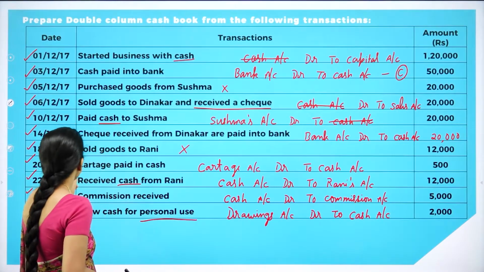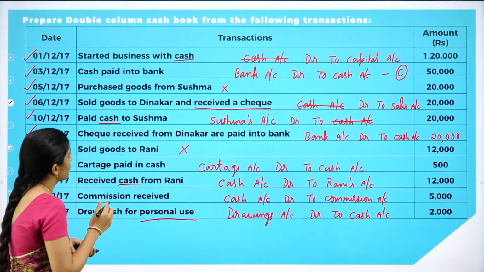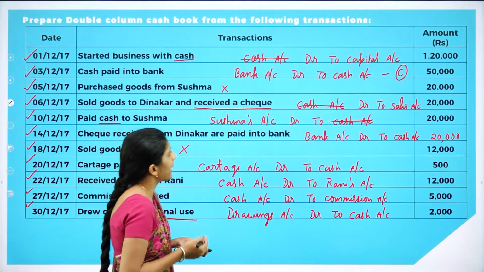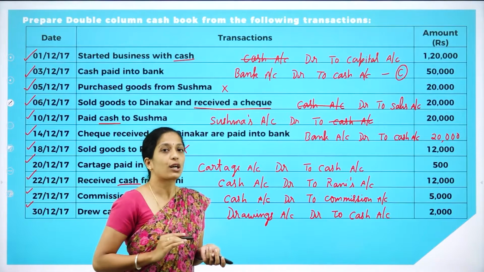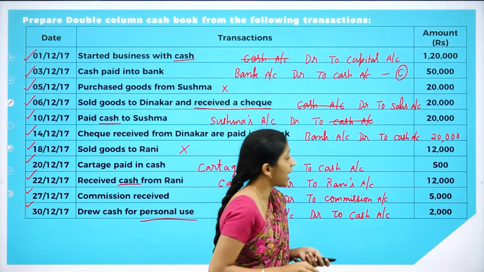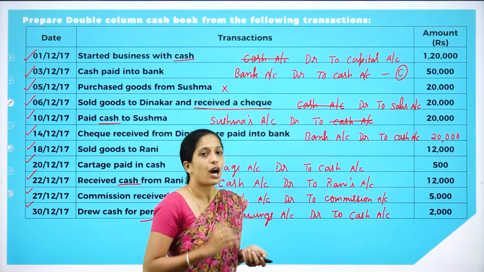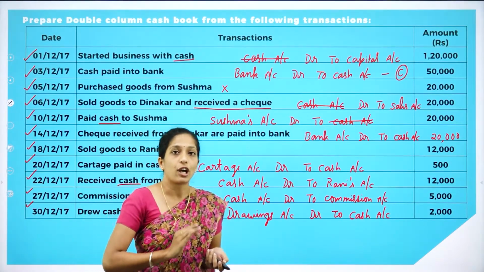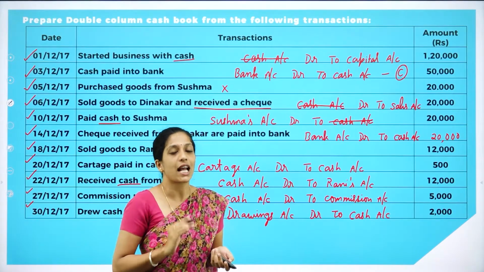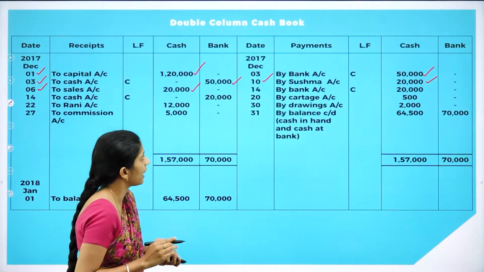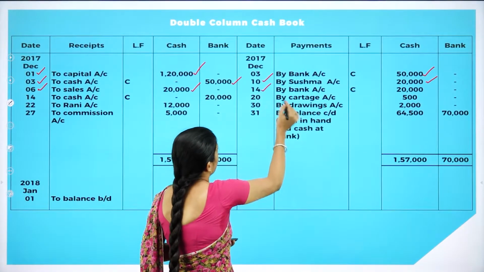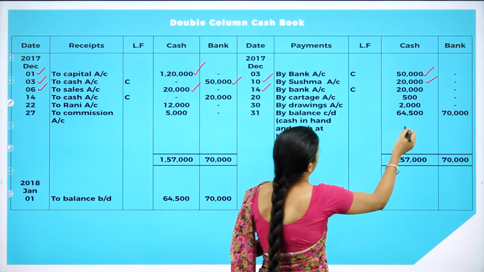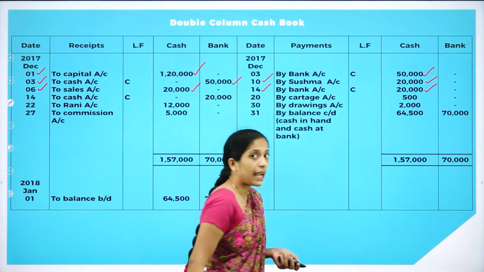Next is 14/12/2017, cheque received from Dinakar and paid into bank. This is a contra entry because the bank account and cash account have come together. How do you record it? You record it as by bank account on your payment side, and on the receipt side you record it as to cash account. So 14/12/2017 by bank account, it is a contra entry, but I will record the amount in the cash column.